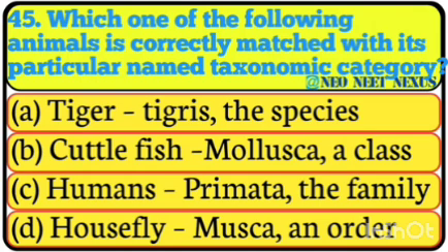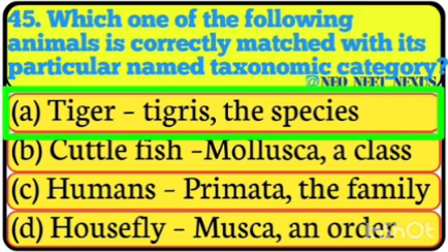Next, which one of the following animals is correctly matched with its particular named taxonomic category? A. Tiger, tigris, the species. B. Cuttlefish, mollusca, a class. C. Humans, primata, the family. D. Housefly, musca, an order. Correct answer is option A. Tiger, tigris, the species.